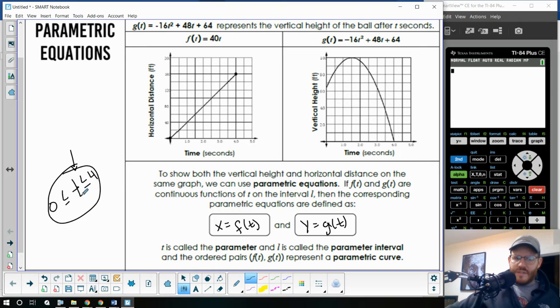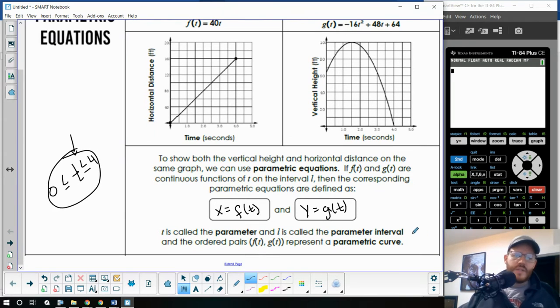We say that this interval that it's traveling between 0 and 4 is the parameter's interval. And then we're going to look at all the ordered pairs x, y, which are now these functions f of t and g of t. And those make up what we call the parametric curve, which is going to be the path of the ball. Okay, so let's actually go through and graph that.